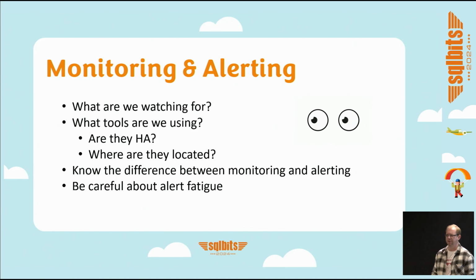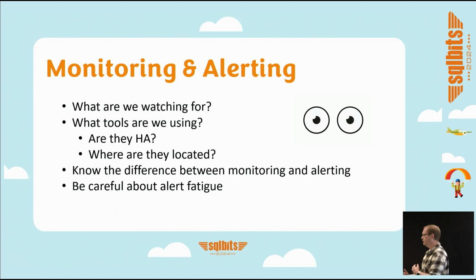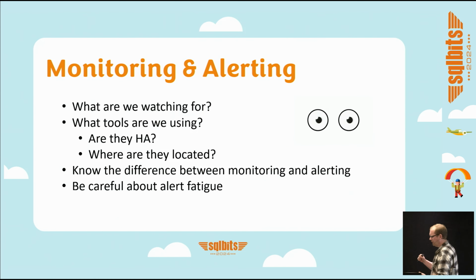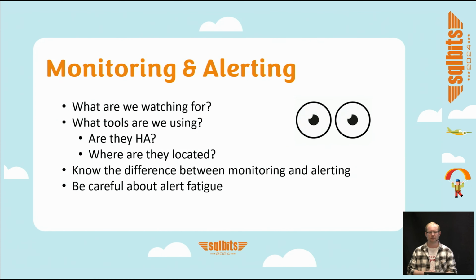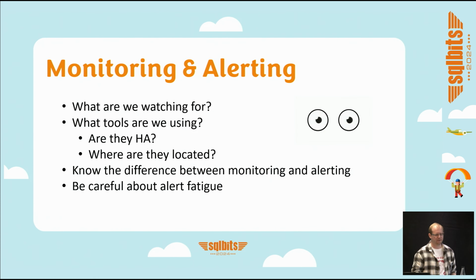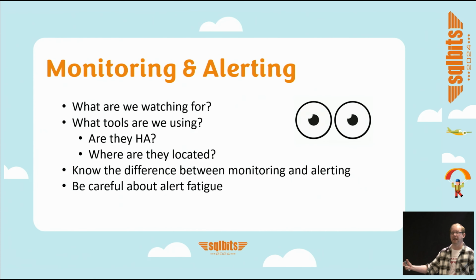What are we watching for? And what tools are we using? So, how do we define the difference between monitoring and alerting? With the tools we're using, I've used things like Nagios in the past, and if an alert pops up, I get paged, and I have to go and do something. That system needed to be highly available.